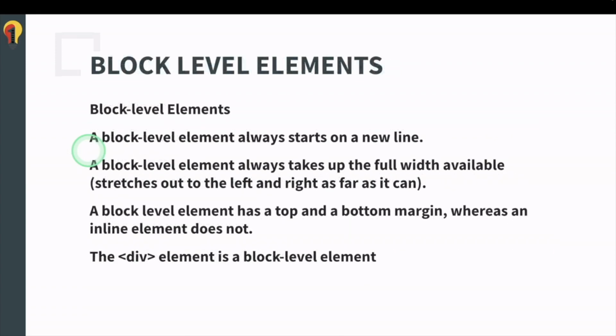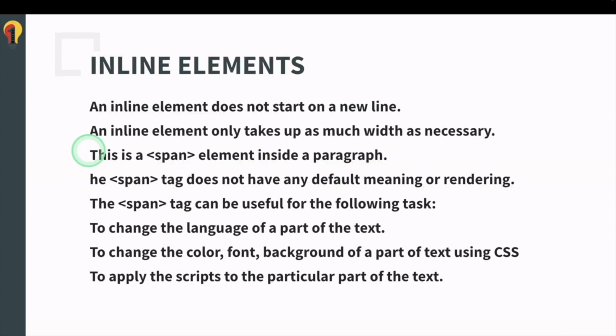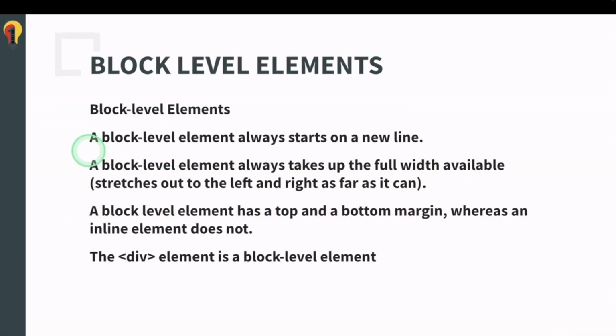Okay, next topic. As mentioned in the earlier stages, there are two types of elements in HTML: one, block elements, and two, inline elements. Now let us understand what these fundamentally mean. What does a block mean?